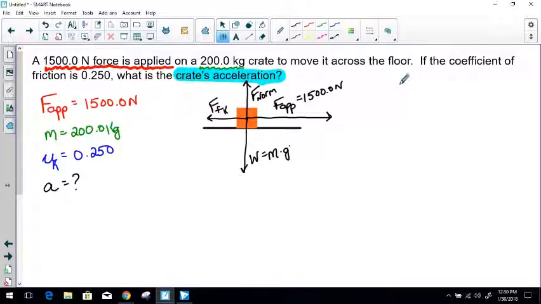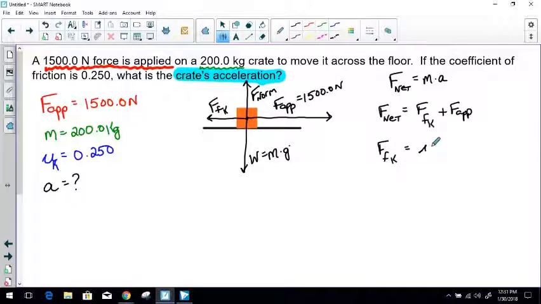So from the equations that we've been working with, we know that our net force equals mass times acceleration. We also know that our net force in the horizontal direction is the result of adding the force applied and the force of kinetic friction. We know that the force of kinetic friction equals mu times the normal force.